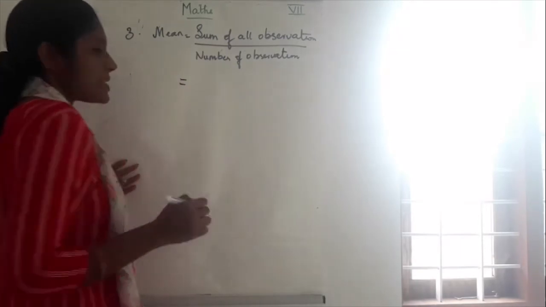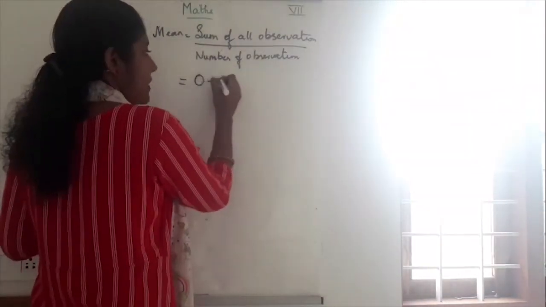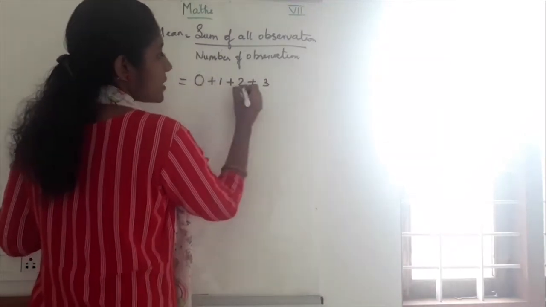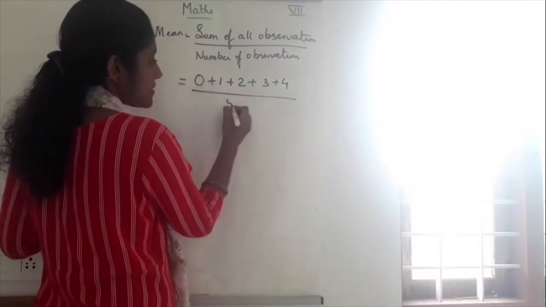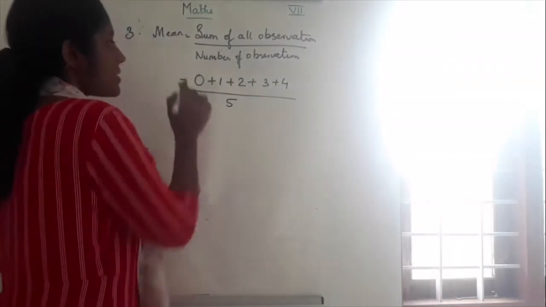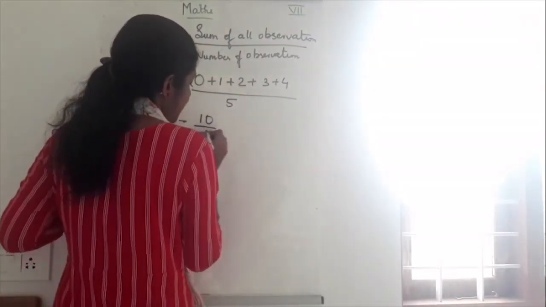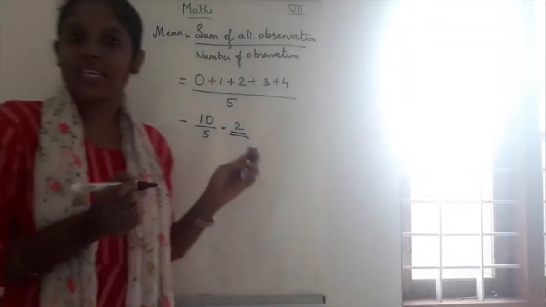So find out the sum of the first 5 whole numbers. Whole numbers will start from 0 plus 1 plus 2 plus 3 plus 4, divided by number of observation, which is 5. So 0 plus 1 plus 2 plus 3 plus 4 is 10. 10 divided by 5 is 2. So mean is 2. It was a very easy question.